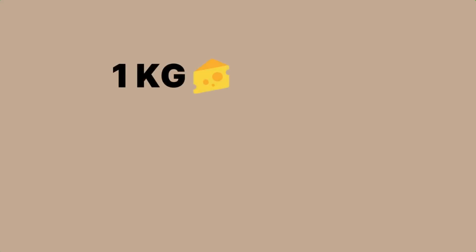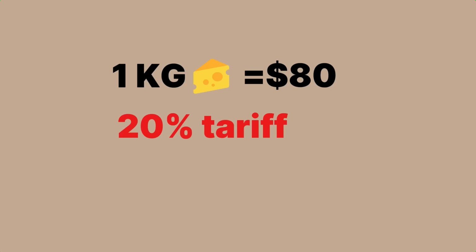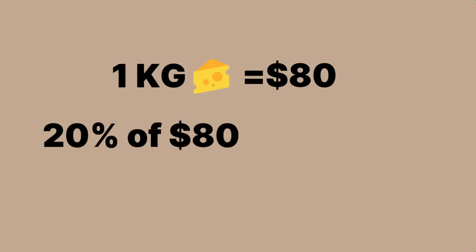Suppose a Chinese company want to sell its cheese into American market, and the price of cheese per kg is 80 US dollar. And if the American government imposes 20% tariff on Chinese product, so 20% of 80 is 16, which is the amount a Chinese company has to pay a US government in order to enter a US market. The primary purpose of imposing the tariff is to protect and promote the local businesses, domestic businesses, and to raise revenue. But sometimes it is used as a political tool by the leaders.